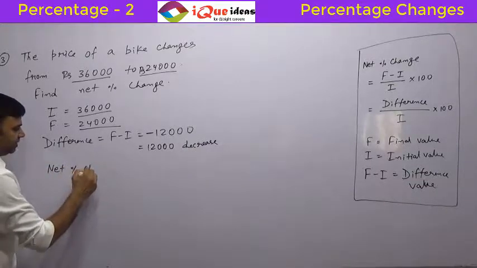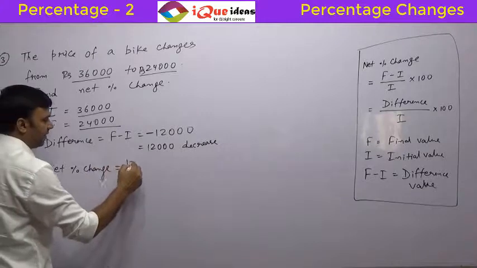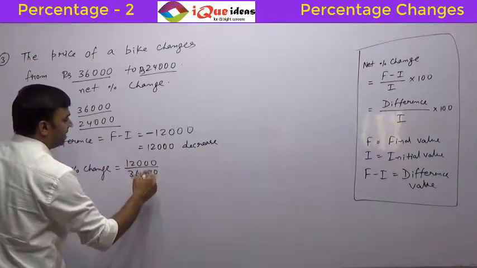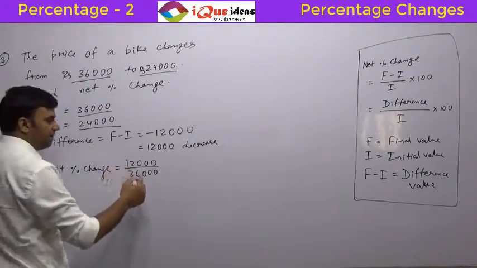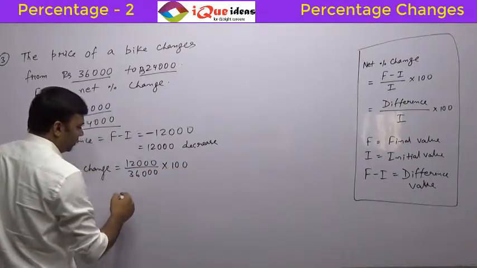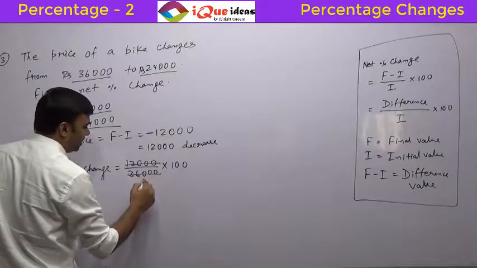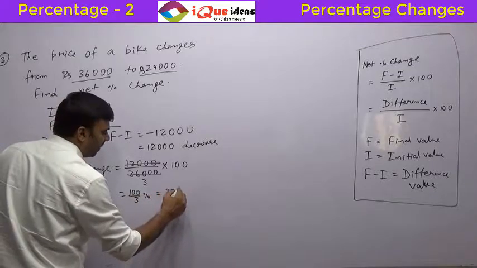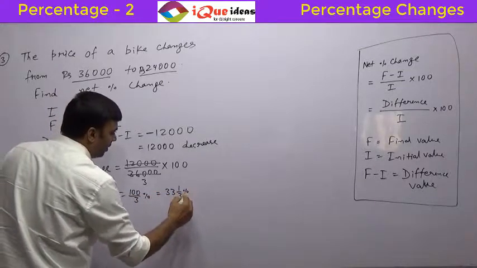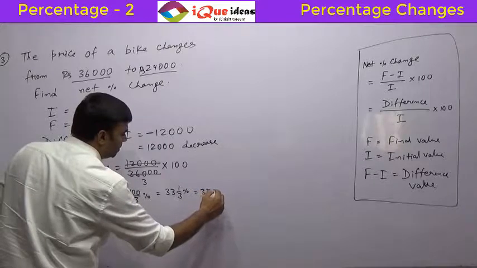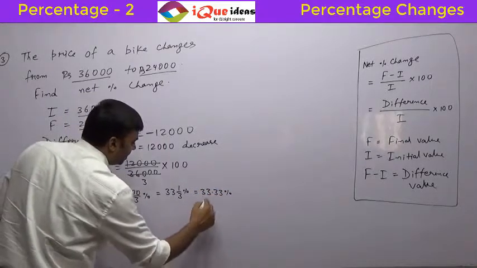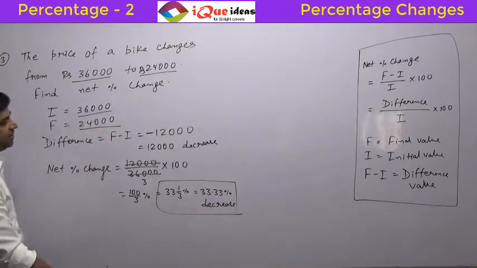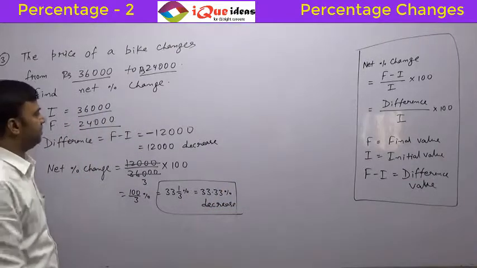So net percentage change is equal to the difference value, 12,000, divided by the initial value, that is 36,000. See, 12,000 has decreased on 36,000. That is 12,000 divided by 36,000 into 100. So this becomes 12 3s are 36. So 100 by 3%. 100 by 3 is either 33 1 by 3%, or you can also present it as 33.33%. And don't forget to mention that it is a decrease. So the answer to this question would be 33.33% decrease. Alright.